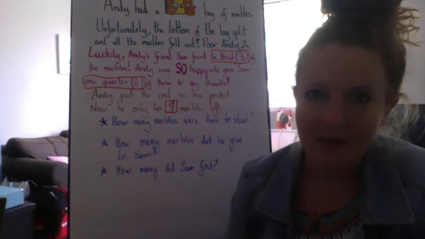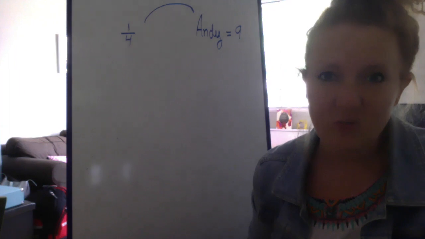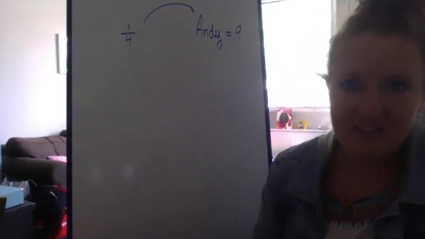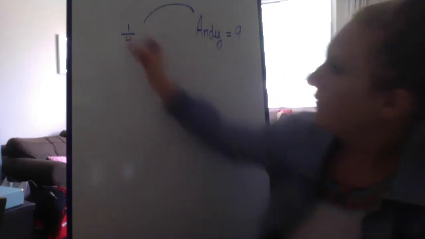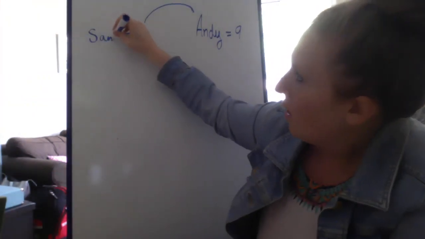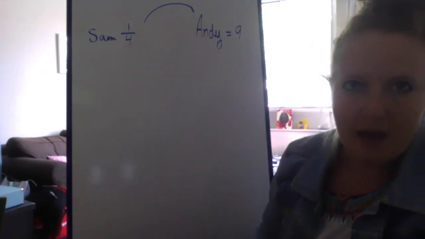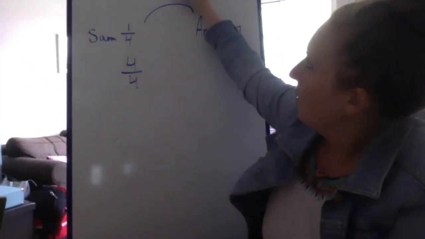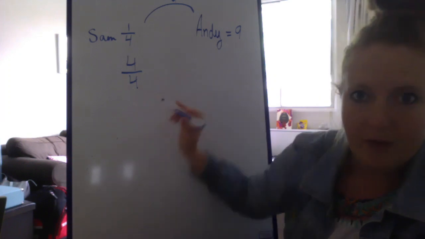Now, let's take a look at this using equations. Now, I've drawn a little picture to look at this. The first thing we need to do is start with what we know. So we actually need to work backwards in this case. So we know that Andy has 9, and that 9 is part of what he has left over. Now, Sam was given 1/4. So if Sam was given 1/4, how much does Andy have? Well, we know that all together, this whole thing would be 4/4.